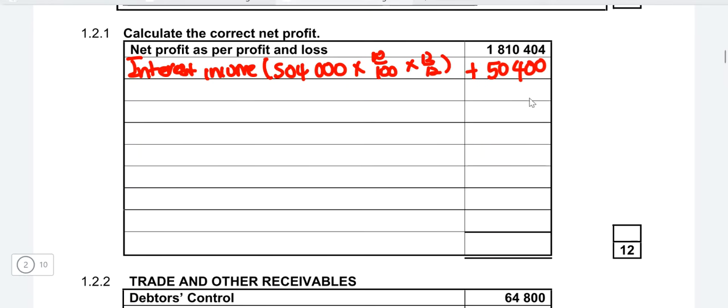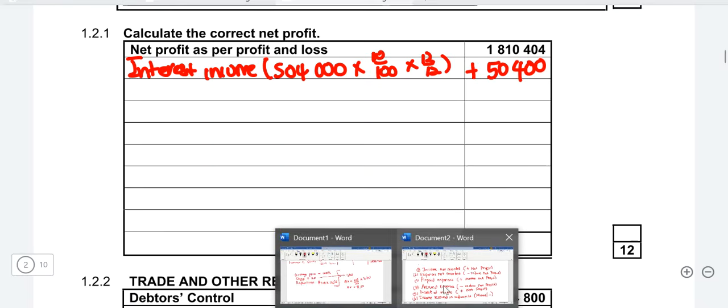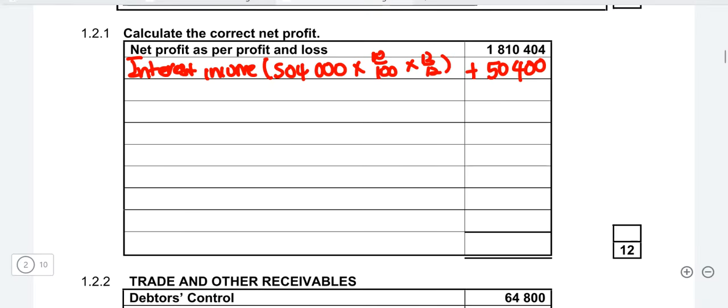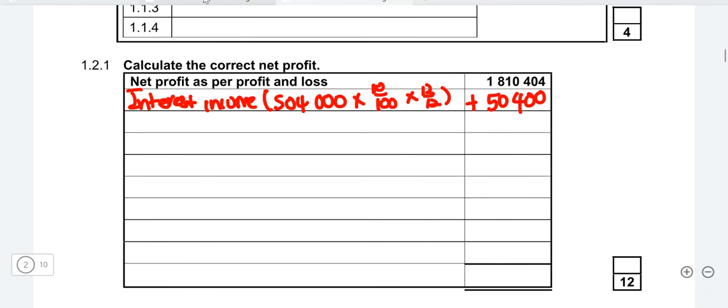Remember, this income was not recorded at all. So when it's not recorded at all, what do you do? You increase your net profit. And then I've highlighted this in my notes when I was starting. I said if income is not recorded, you are going to increase the net profit. So you see, this applies to what I was saying. So we move on to the next transaction.